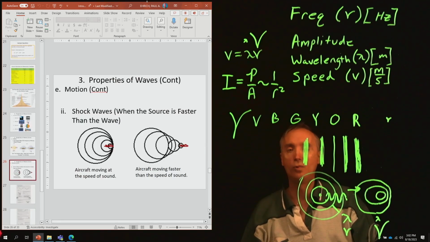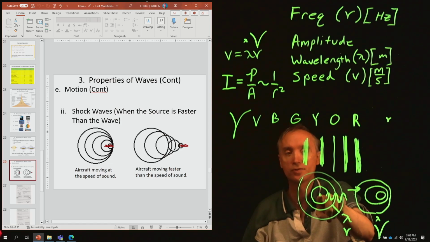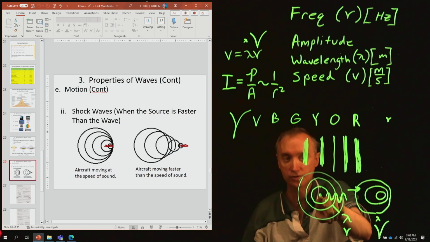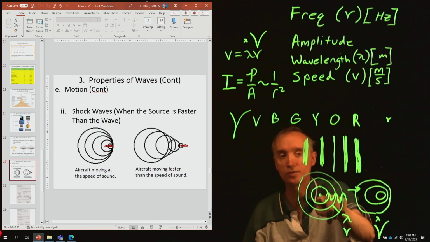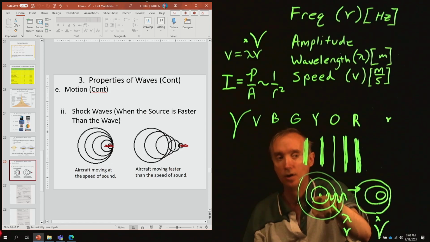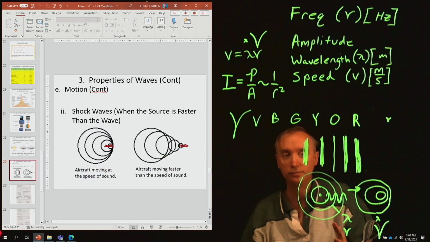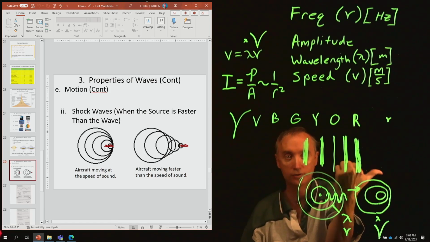We want to know what would happen if the source of the wave is moving equal to or faster than what the wave can travel. We know that the speed of sound is something like 340 meters per second. What would it look like if the source of the sound, so this is the alarm clock that is producing the sound, was moving at 340 meters per second in this direction?